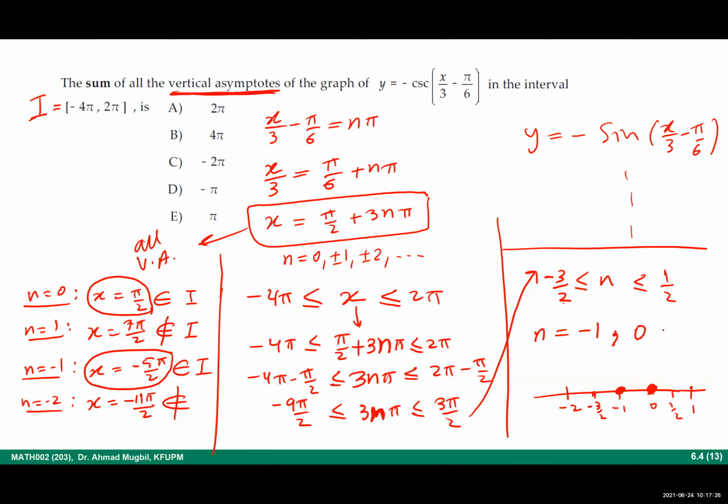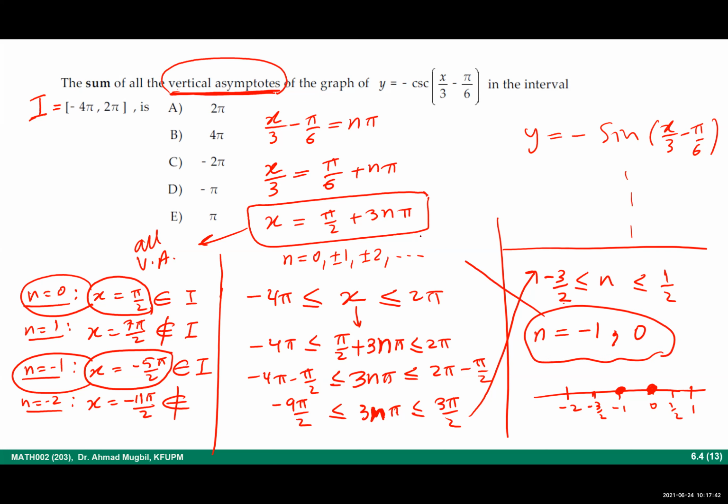Look, they are the same ones that we used before. So without trying other n's, I know exactly what my n is. If they ask what they are, you can go back here. These are the n's: n equals negative 1 and n equals 0, then sum them up. But mostly, in most of the questions, they will ask about the number of the vertical asymptotes.